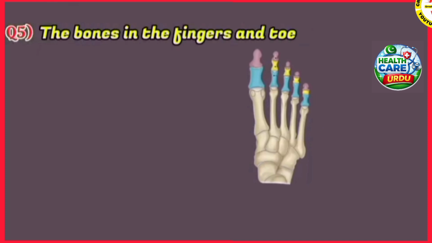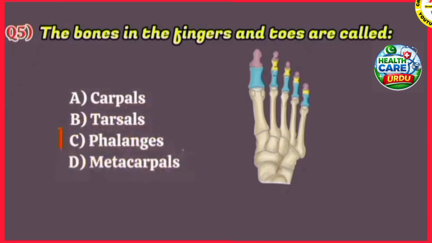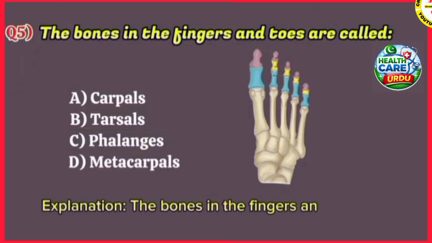The bones in the fingers and toes are called option A, B, C or D. The correct answer is option C, phalanges. Phalanges are the finger and toe bones. Explanation: the bones in the fingers and toes are known as phalanges.